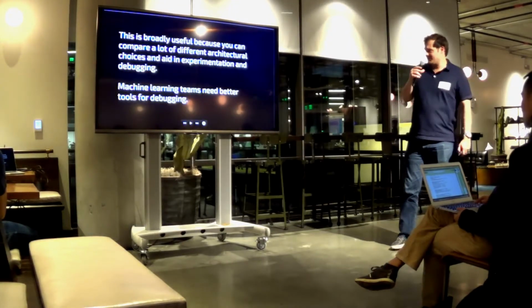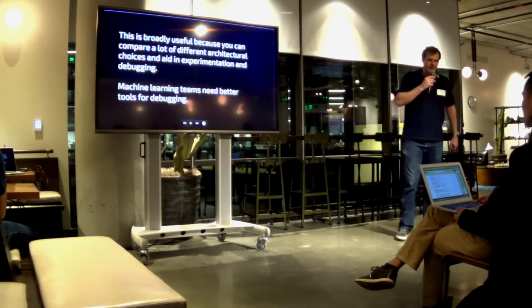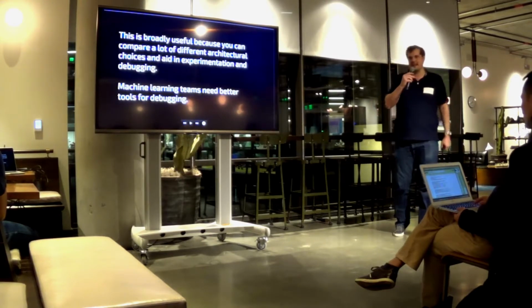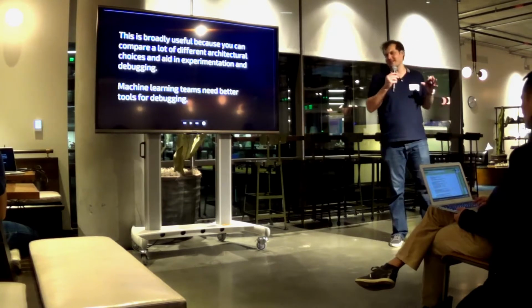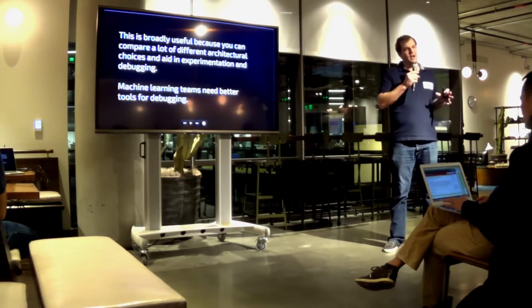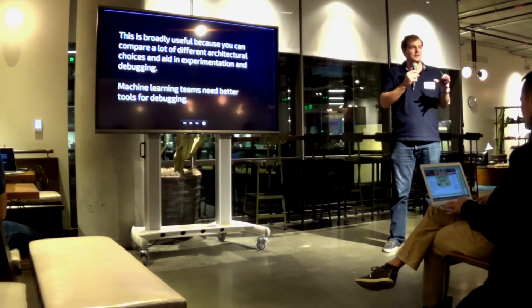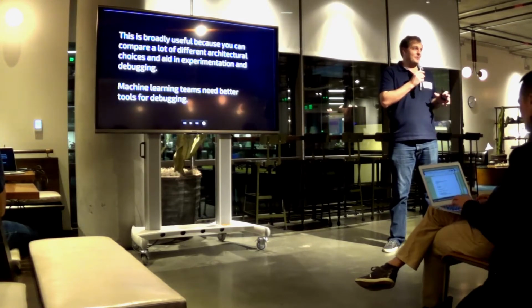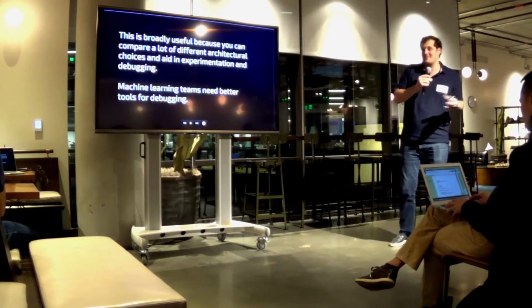So this is broadly useful, and this is the way they present it in the paper. They actually do several other comparisons with different methods. But the idea is, here's a visualization technique you can use to compare a lot of different classifiers and a lot of different architecture types, apples to apples. And that's something that there really needs to be more of.